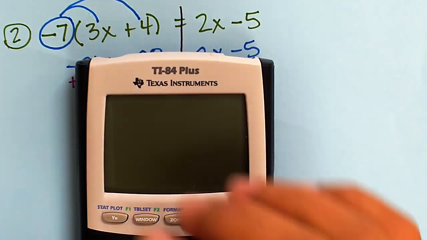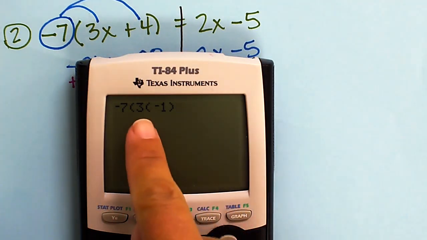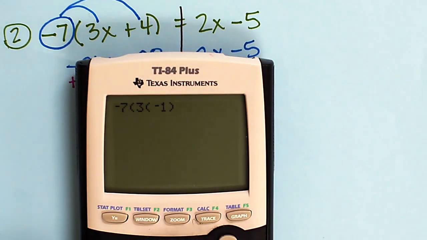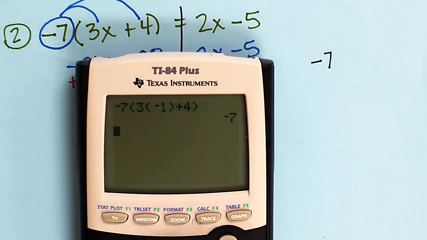If I plug negative 1 in for x, is it going to make this statement true? Well, let's check. I'm going to plug it in just negative 7, open parentheses, 3, and instead of x, I'm going to write negative 1 because that's what we've solved, and we're saying that's what x is equal to, okay? I put it in parentheses because I want it to be 3 times negative 1 plus 4, close that parentheses, and I get negative 7. So the left side of the equal sign is negative 7.